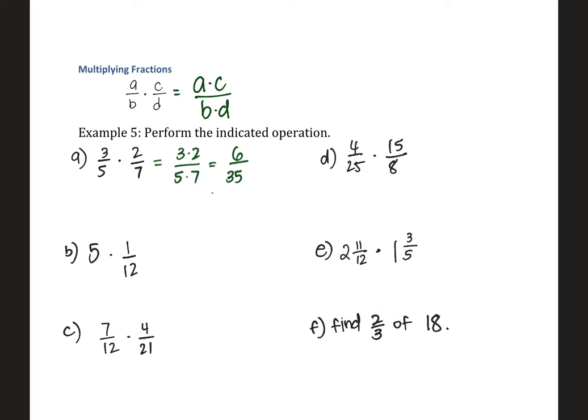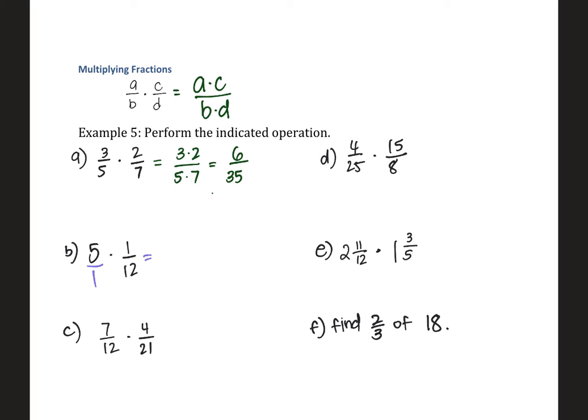5 times 1 over 12. You'll notice that in the example up in the top where we have a, b, c, and d, I'm given a fraction multiplied to another fraction. So what we want to do is force 5 to be a fraction. And we discussed this earlier. To write a whole number as a fraction, all I'm going to do is make it over 1. Right? And from there, I'm going to multiply.